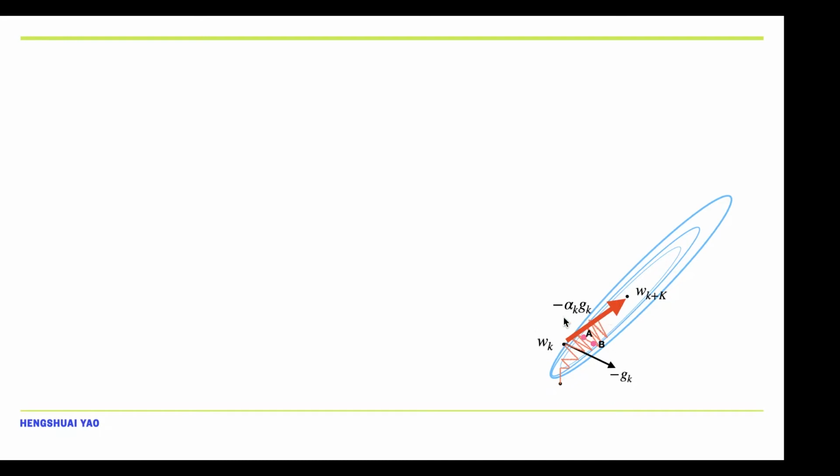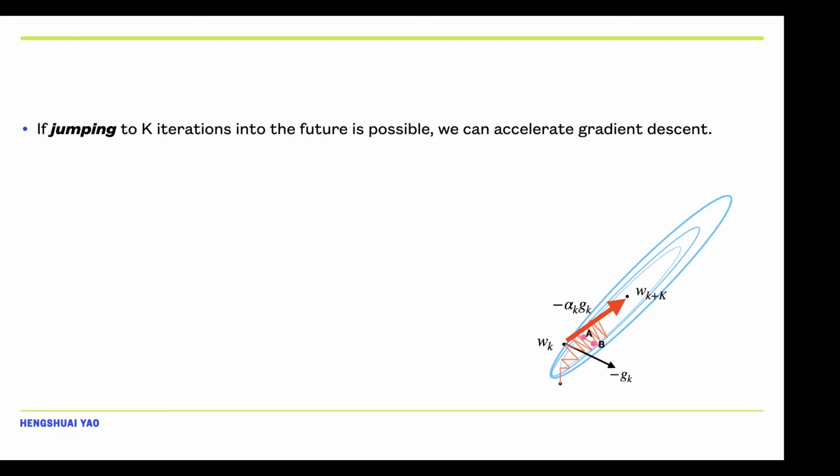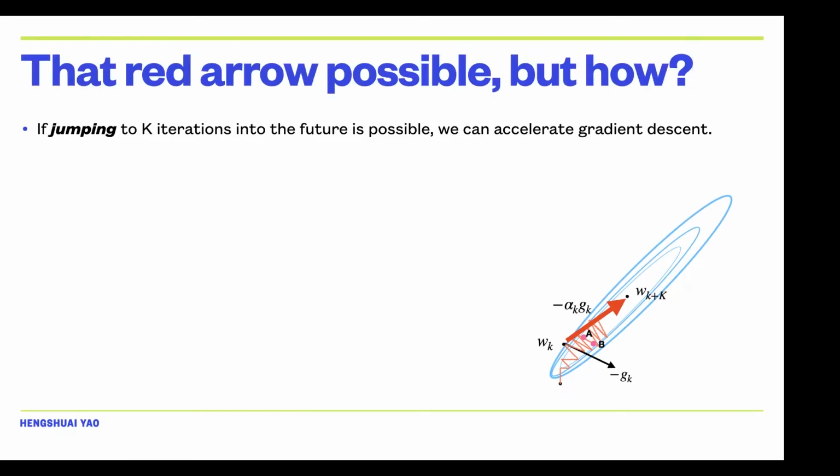step size. That basically being said, if jumping k iterations into the future is possible, we can accelerate gradient descent a number of steps faster. So that red arrow is possible, but how? This is a moment where the roller coaster view can be helpful.